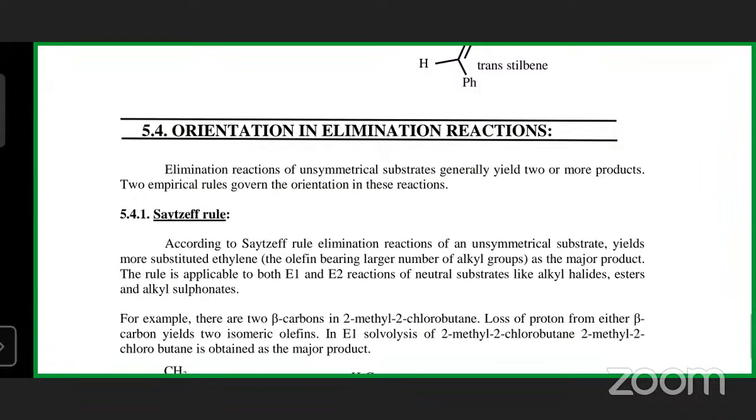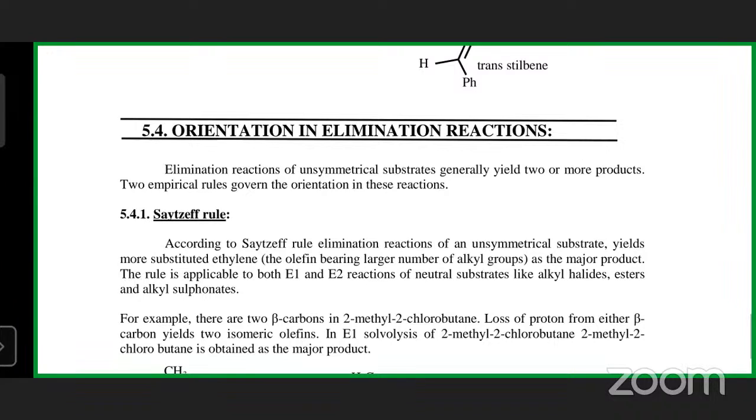Good morning all. So, continuing with elimination reactions, today we are going to discuss the orientation in elimination reactions. Generally, in elimination reactions, orientation means on which side the elimination takes place. Elimination means where two atoms, or one group or one atom, is going to be eliminated from that particular compound.